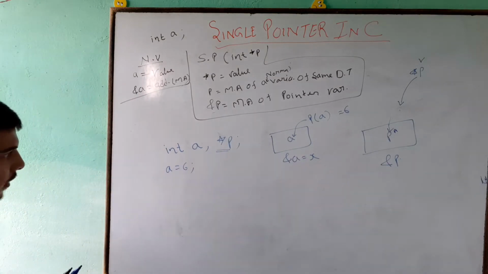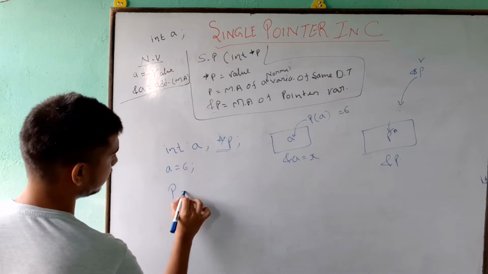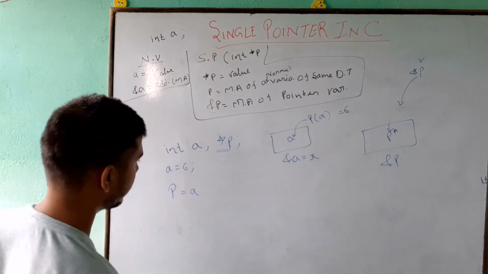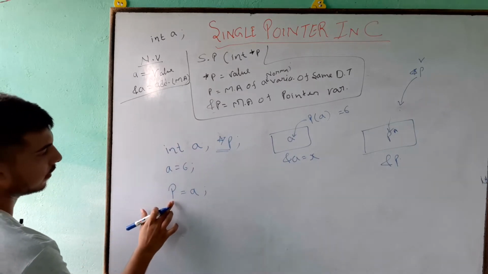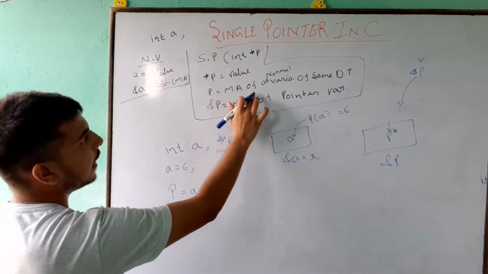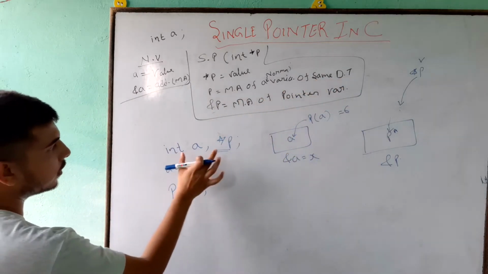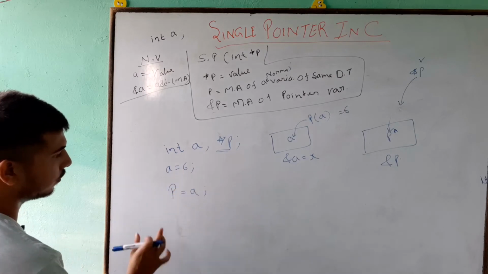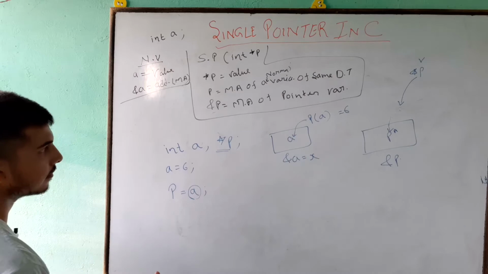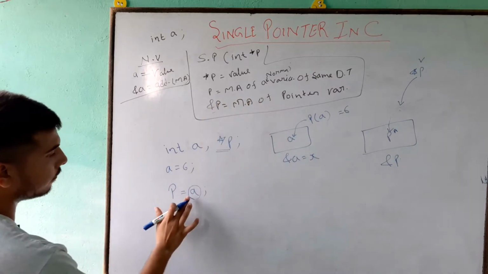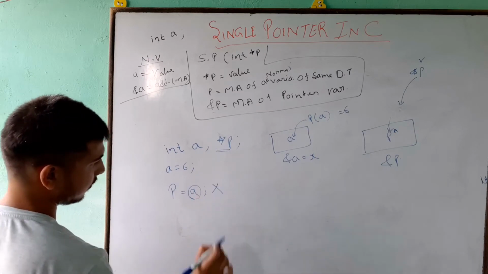Okay, let's look at this. Now if I am doing p equals a, let's see whether it is correct or not. What can p hold? The main address of a normal variable of the same data type. Both are the same data type, so one condition is true. Then p equals a. What is a? Is a the main address of a normal variable? No, the main address is &a, which is x. So this will give me an error.